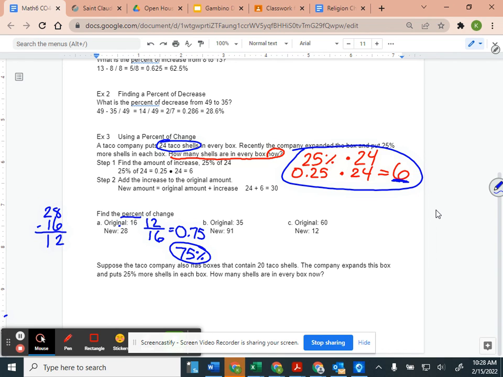We are going to continue going over this tomorrow, and we will do our work page tomorrow. So make sure you put this in your binder.